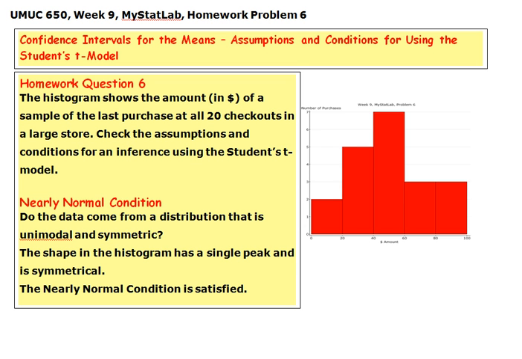And finally, let's take a look at our nearly normal condition. In our nearly normal condition, we ask, do the data come from a distribution that is unimodal and symmetric? And we're going to take a look at our histogram to determine that. We see indeed that we have a single peak in that histogram. So our distribution is unimodal, and we see that our distribution is symmetrical. So we will determine that our nearly normal condition has been satisfied.